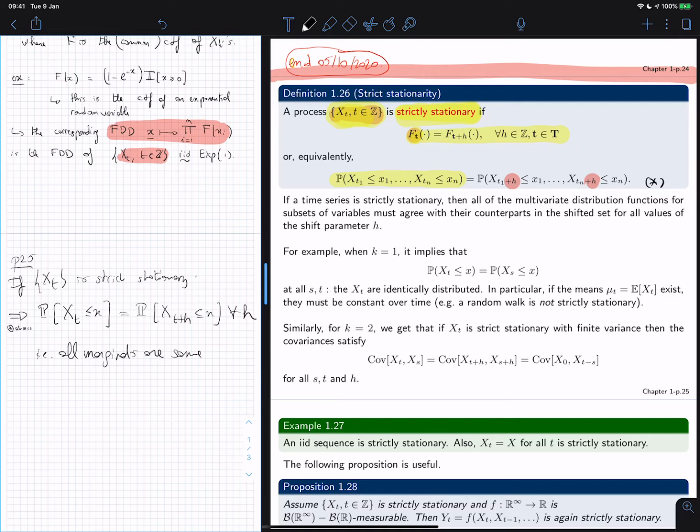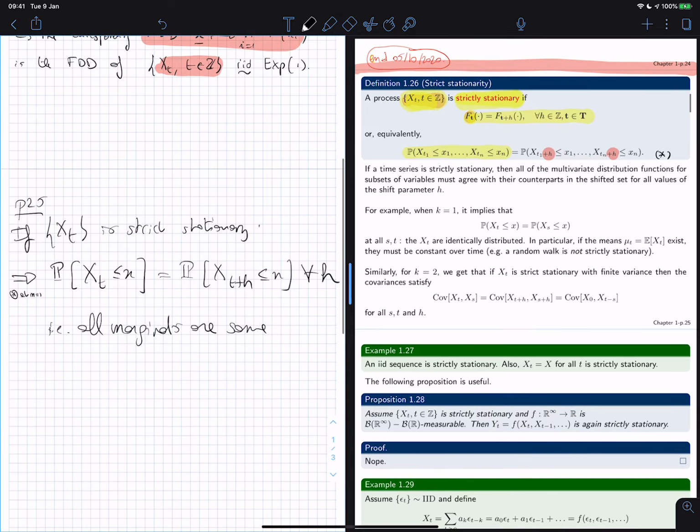But as we said already, the marginals are in no way a complete description of the behavior of the process. And strict stationarity also says that we can do the same thing at n equals 2. So this is also time invariant. So this is also the same as this.